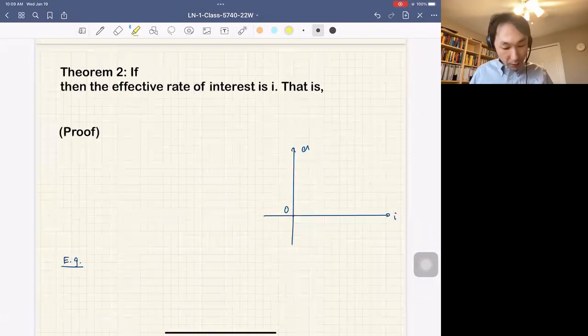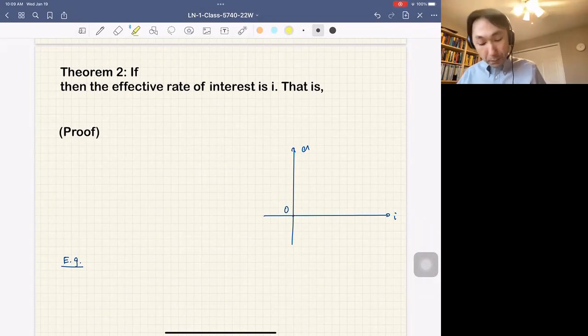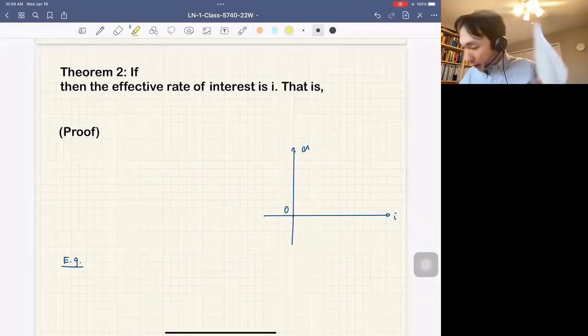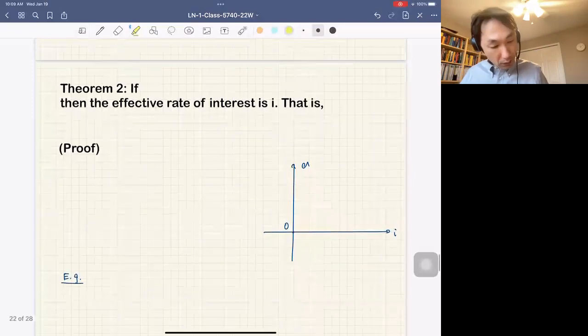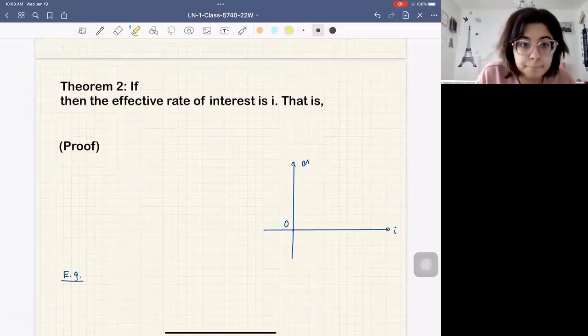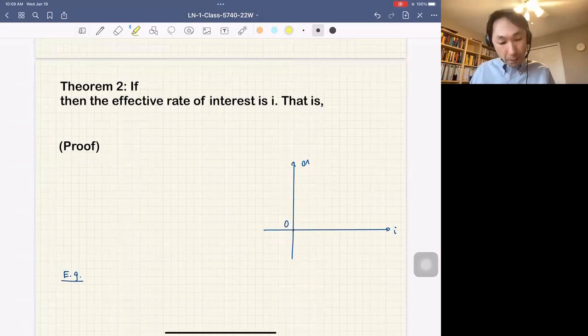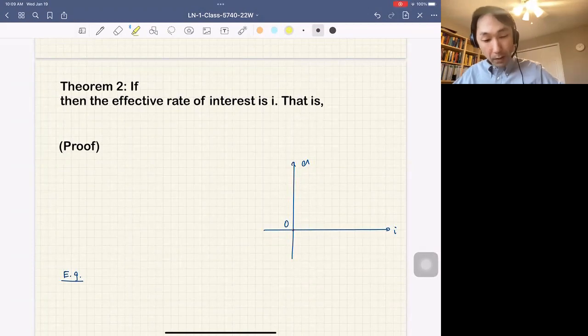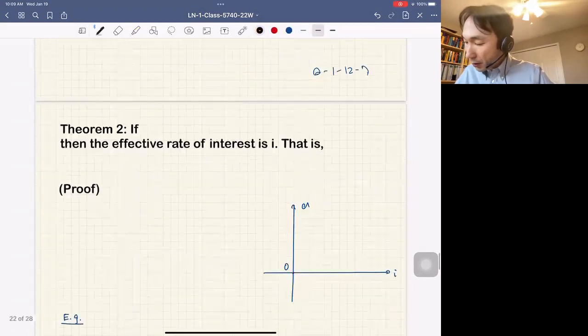So we start the next theorem. Where is that? The page. Sorry, I have to at least see the statement. Yeah, so we are thinking about the relationship between the effective rate and the force of interest.